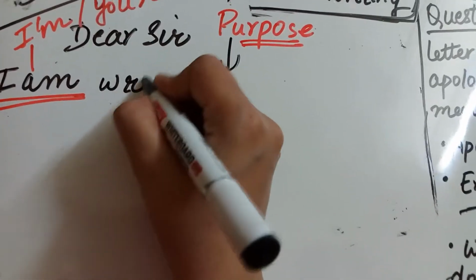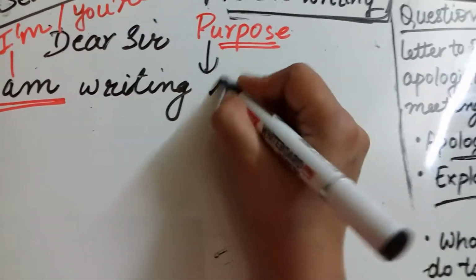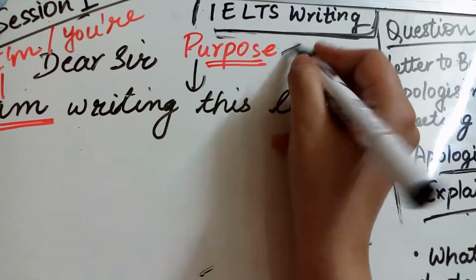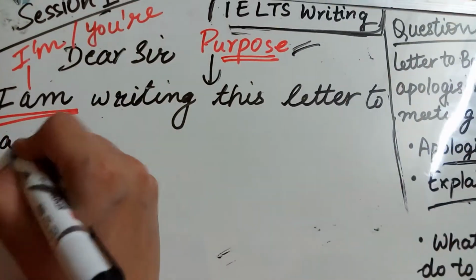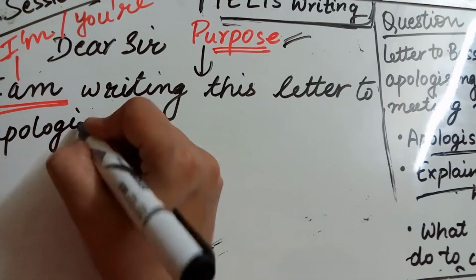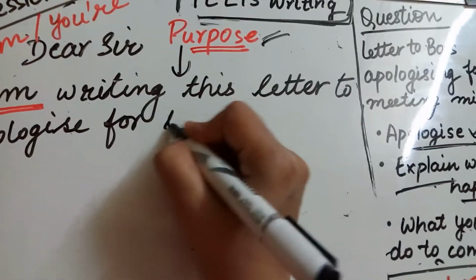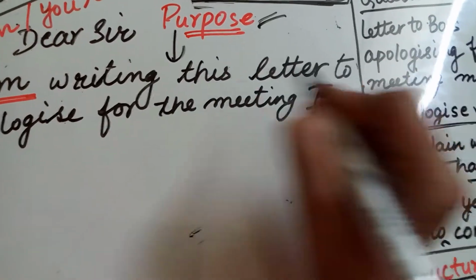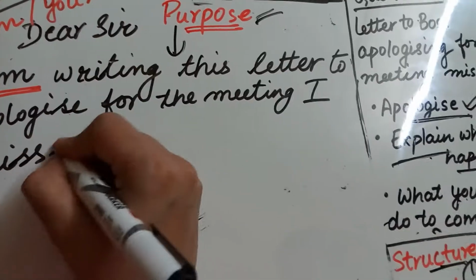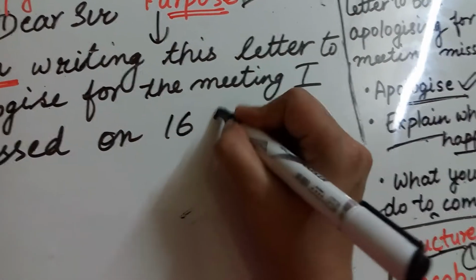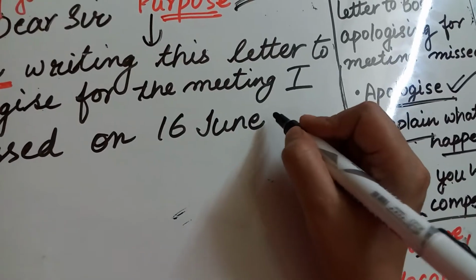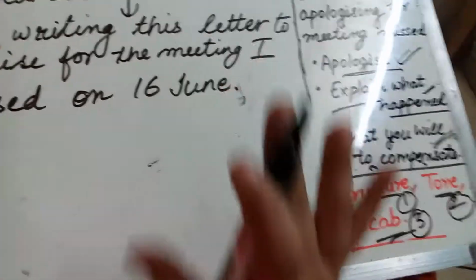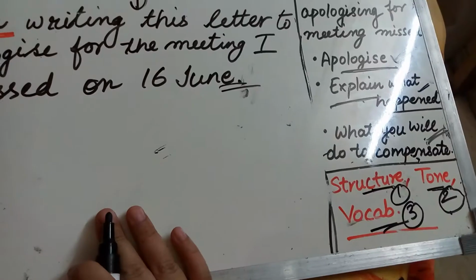I am writing this letter. Why are you writing this letter? To apologize for the meeting I missed on 16th June. No need to write the year. On 16th June. Now, I have put a full stop here.